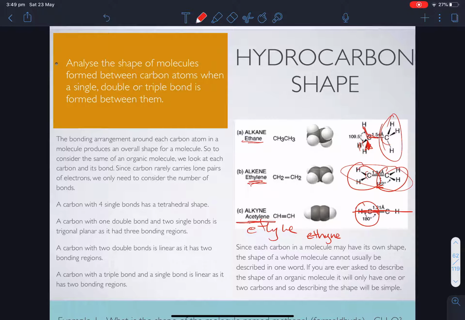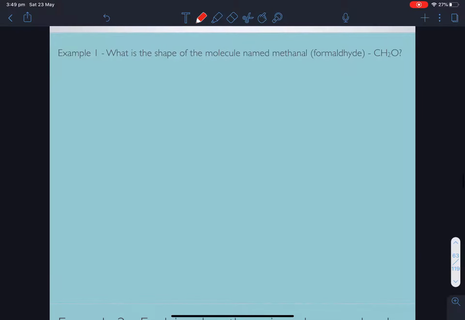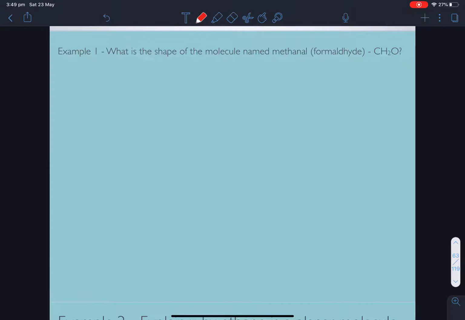Okay, I think I've covered all that. Alright, let's do a couple of examples. What is the shape of the molecule named methanal, or formaldehyde is its old name, and it has the formula CH2O. Okay.